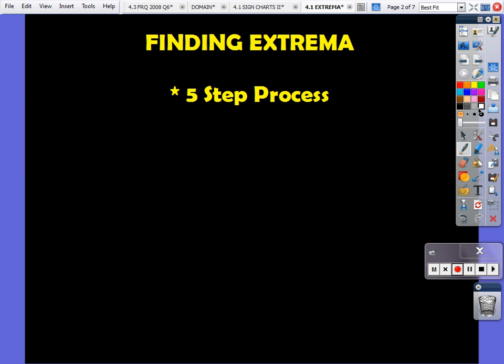So here we go. 5-step process for finding extrema. Step 1, you're going to find your domain. Step 2, find your endpoint, if there are any. That's what's going to tell you if EVT holds. If EVT holds, then you are guaranteed an absolute max and guaranteed an absolute min.